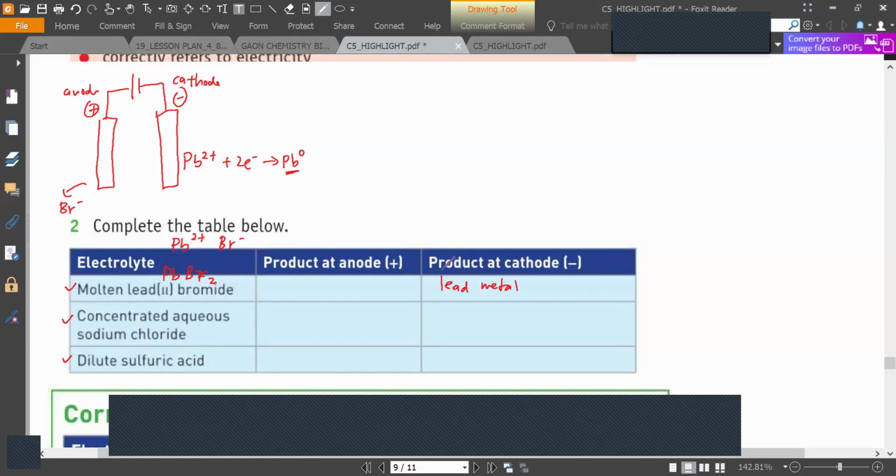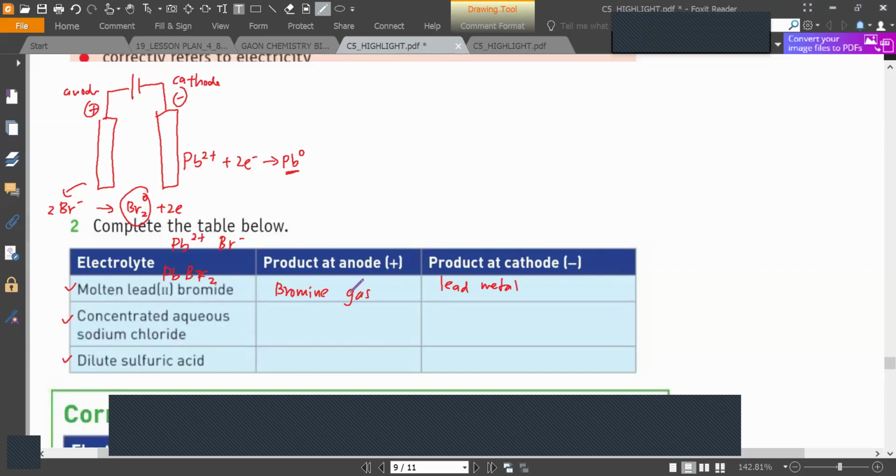metal. So here, this bromide, what happened? It will turn to bromine. Bromine gas, zero oxidation state. So basically, it will lose 2 electrons. So we will have the bromine gas at the anode.